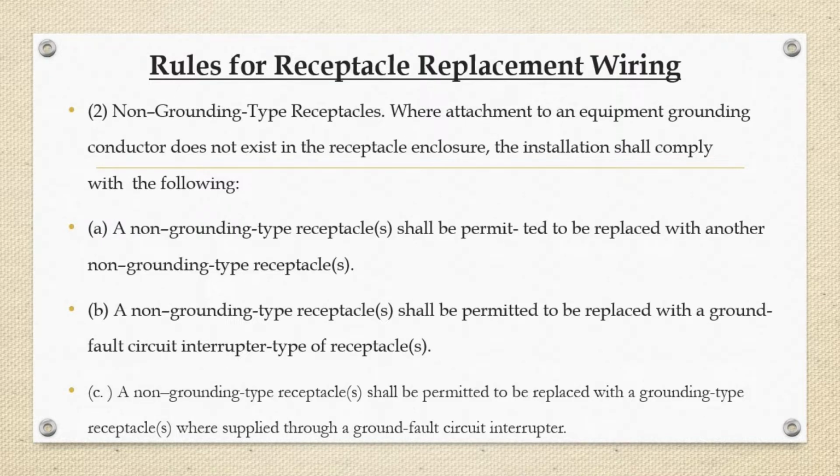2. Non-grounding type receptacles. Where attachment to an equipment grounding conductor does not exist in the receptacle enclosure, the installation shall comply with the following. A. A non-grounding type receptacle shall be permitted to be replaced with another non-grounding type receptacle. B. A non-grounding type receptacle shall be permitted to be replaced with a ground fault circuit interrupter type of receptacle. C. A non-grounding type receptacle shall be permitted to be replaced with a grounding type receptacle where supplied through a ground fault circuit interrupter.